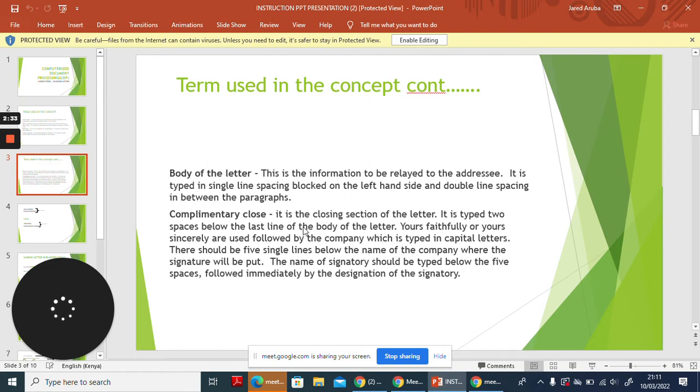And then lastly, we have the complementary clause, which is normally the closing of the letter, and it is typed 2 spaces below the last line of the body of the letter. Normally, the complementary clause is yours faithfully or yours sincerely. They are normally used depending on the addressing of the salutation.